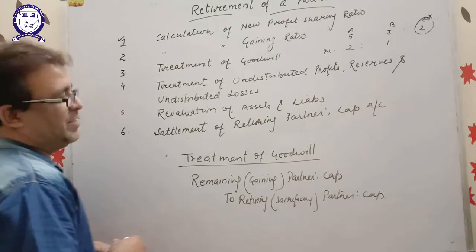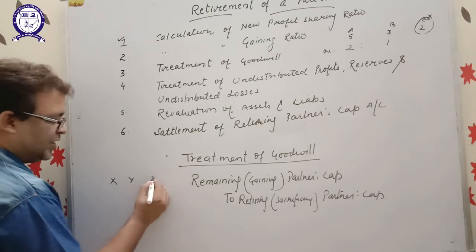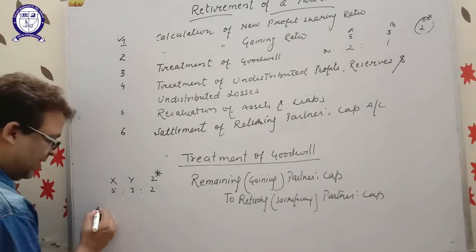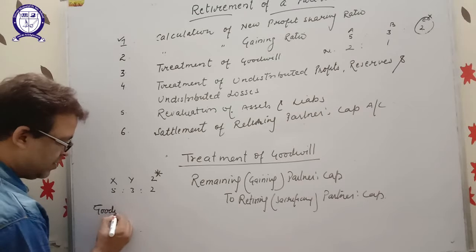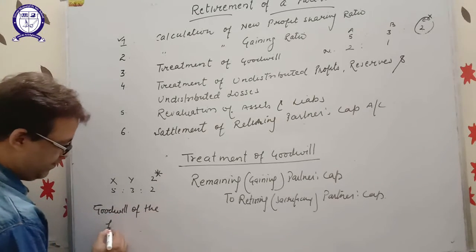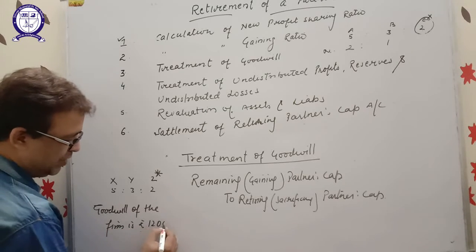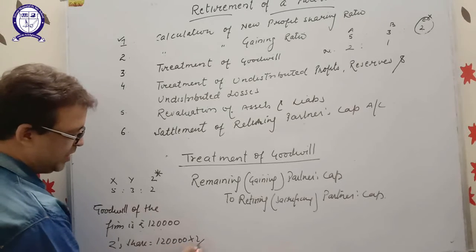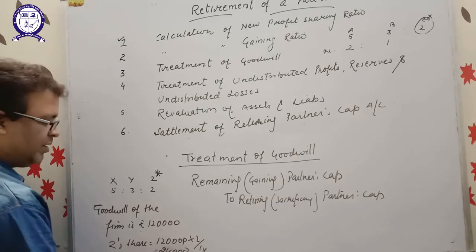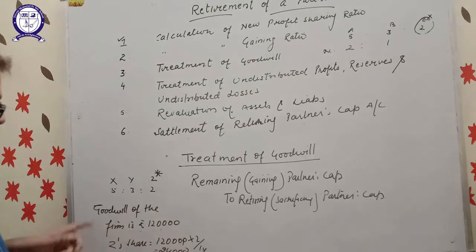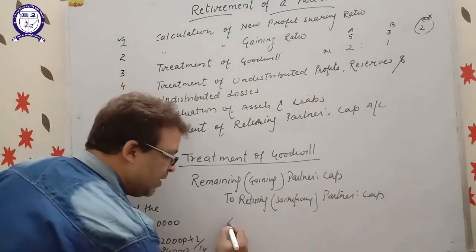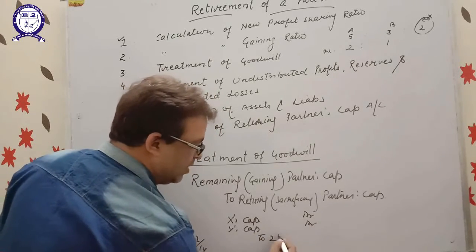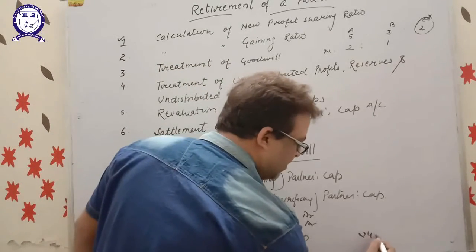So let us take some examples. Suppose there are 3 partners X, Y and Z, and 5, 3, 2 is the ratio. Suppose Z is taking retirement and the goodwill of the firm is rupees 1,20,000. Z's share: 120 into 2 by 10, 24,000. This amount of goodwill of rupees 24,000 will be given to Z by X and Y in their gaining ratio. The journal entry will be X's capital account debit, Y's capital account debit to Z's capital account. The amount payable to Z is 24,000.